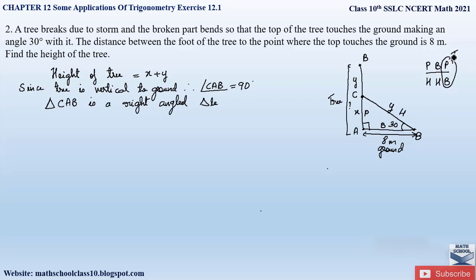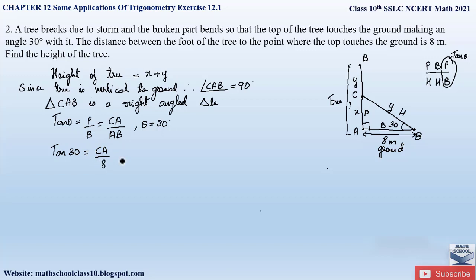It is given by tan theta, right? So applying the tan trigonometric ratio in this triangle CAB, we will find out the perpendicular side value. So tan theta is equal to perpendicular by base, where the perpendicular is CA and the base is AB, and here the theta value or the acute angle is 30 degree, right? So tan 30 is equal to CA, we have to find out, divided by AB, which is 8.